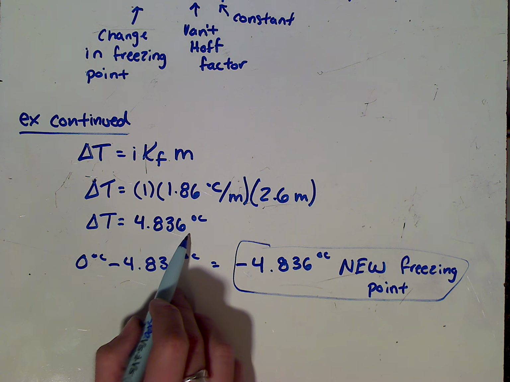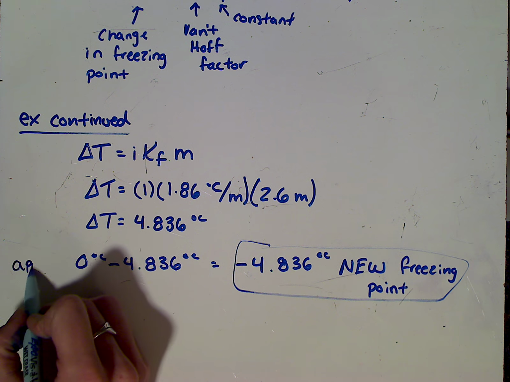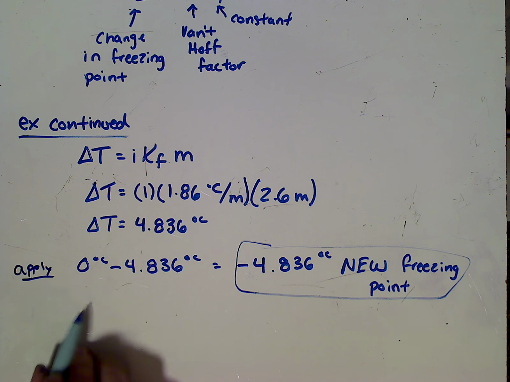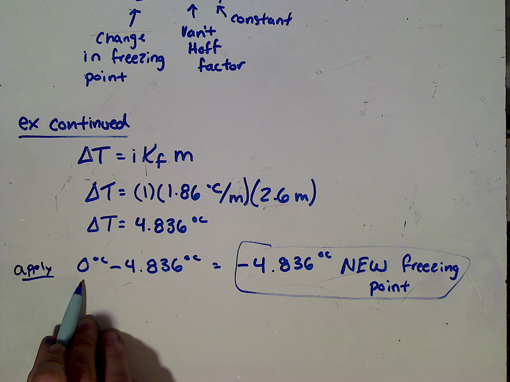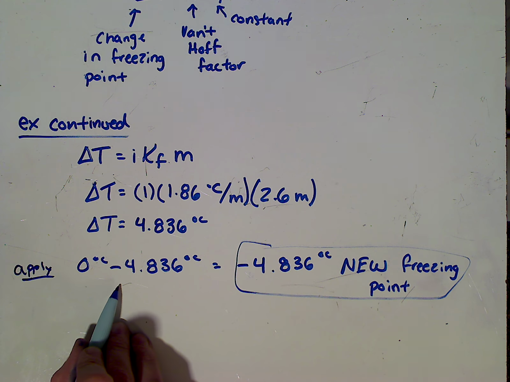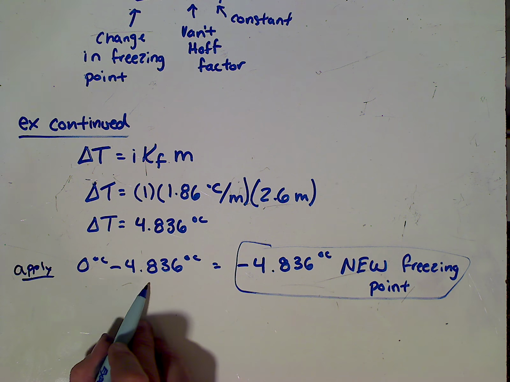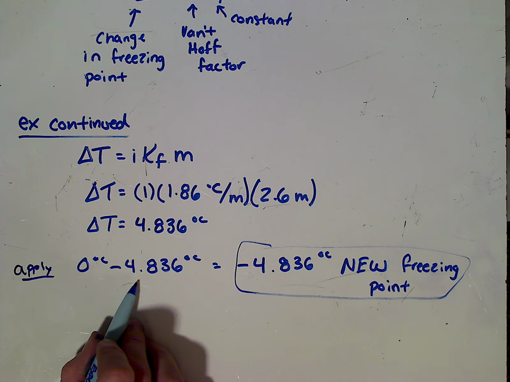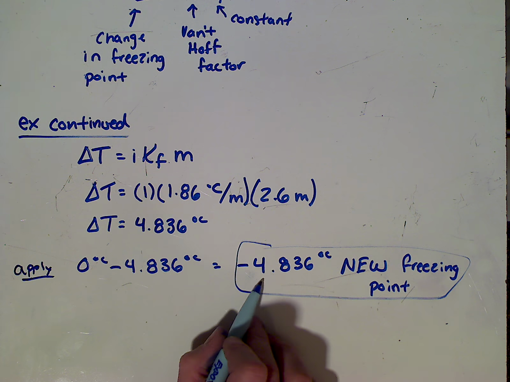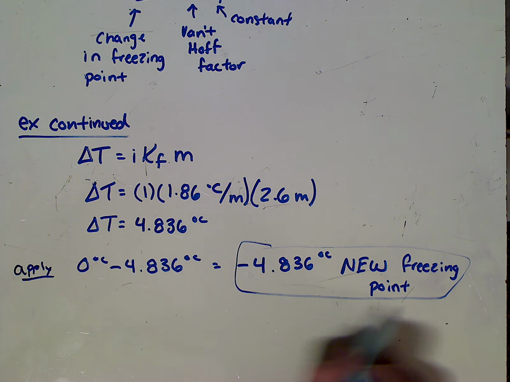Okay, so now we apply it. The original freezing point of water is 0, and now we apply this change in temperature, and because it's freezing point depression, we lower it, so we subtract. We subtract from our original freezing point, and we get negative 4.836 degrees Celsius is the new freezing point of our solution.